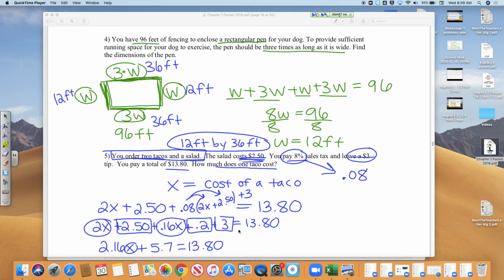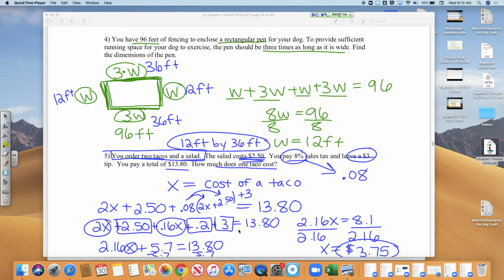To solve this, the first thing I'm going to do is subtract 5.7. When I do 13.80 minus 5.7, I'm going to get 2.16x is equal to 8.1. And when I'm solving this, I'm going to do the opposite of multiplication, which is division. I'm going to divide by 2.16, and I'm going to get x equals 3.75. The cost of one taco is $3.75.